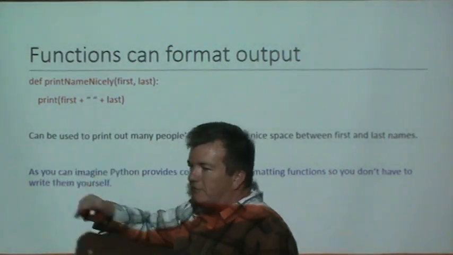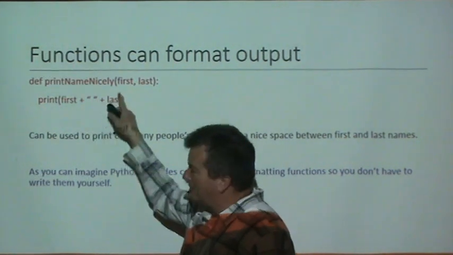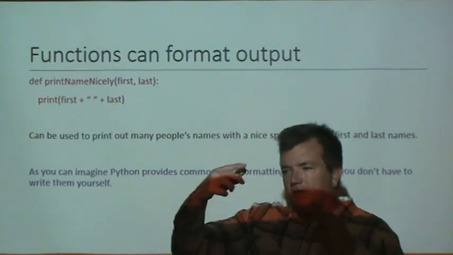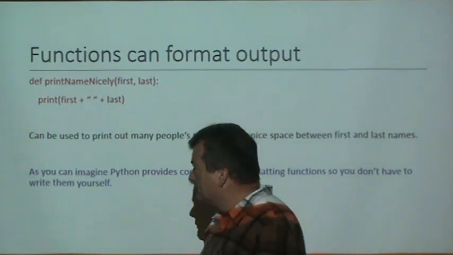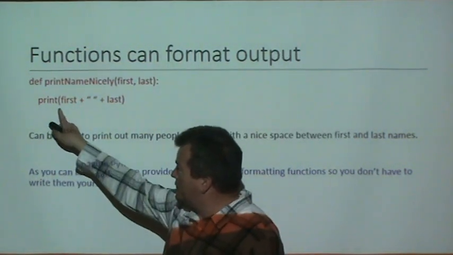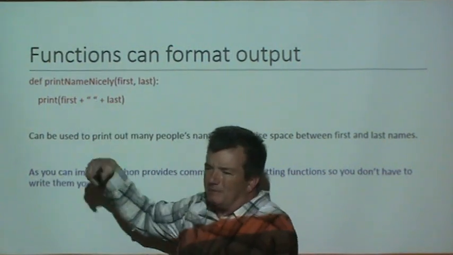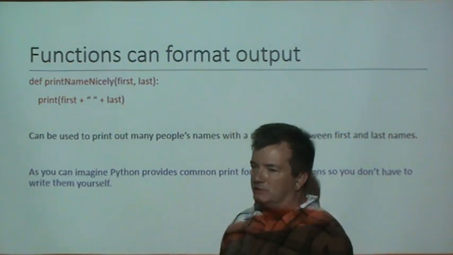Okay, suppose we wanted to have a function. This is a very silly function, but it makes an interesting point. Print name nicely. Suppose you have a class object, you have a first name and a last name, and you'd like to print out your first name and the last name with a nice space between them. Okay, that's fine. So you can do that. We can make a function that prints the first name, then a space, and then the last name. So it formats the printing out of the objects nicely.